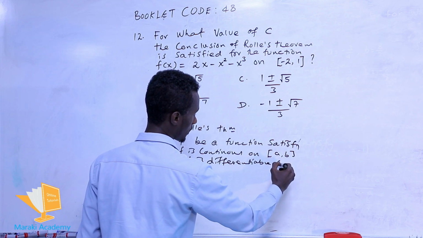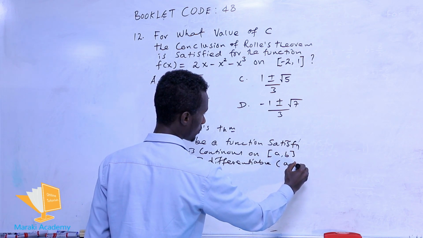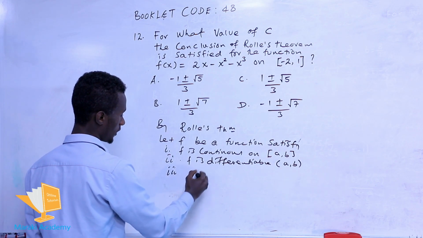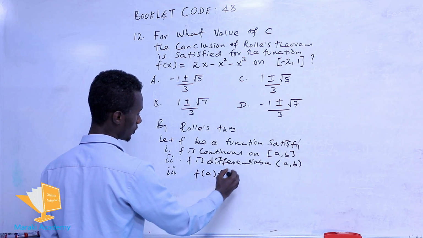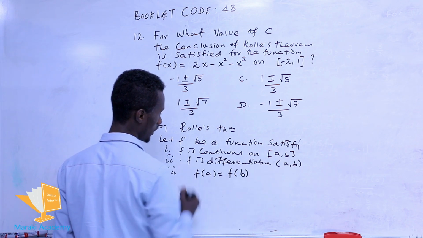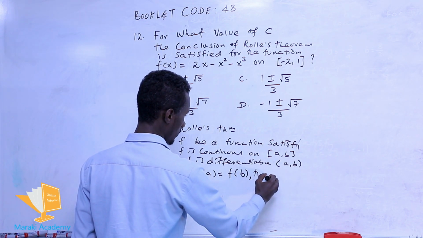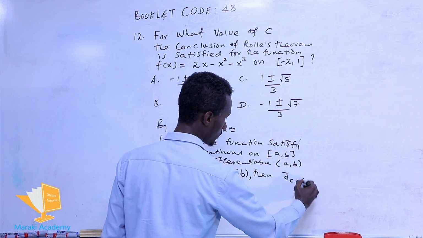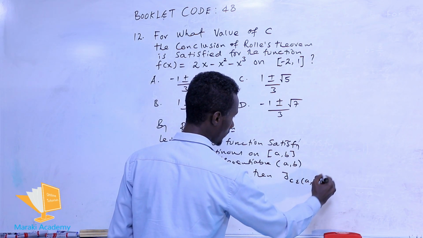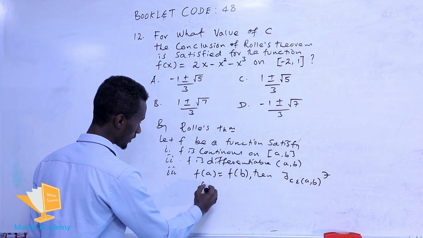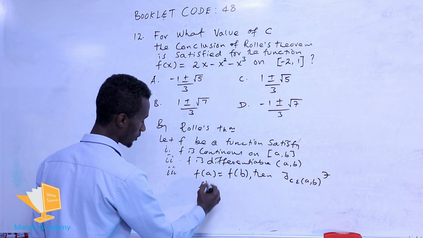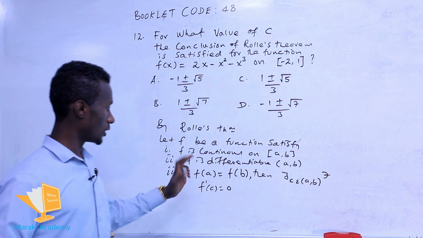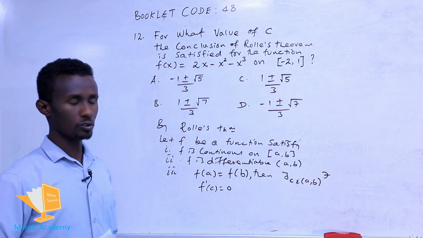on open interval from a to b, and third condition, if the function at point a is equal to the given function at point b, then there exists a number c between the interval a to b such that the first derivative of the given function at point c must be equal to 0. This is the general form of the Rolle's theorem.